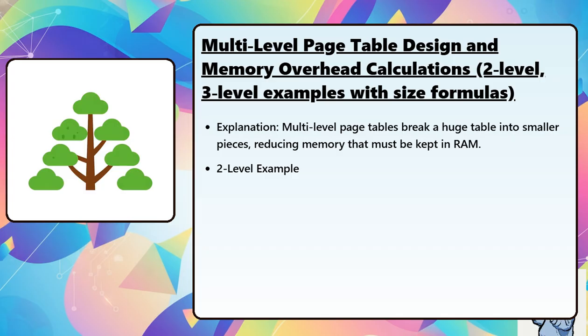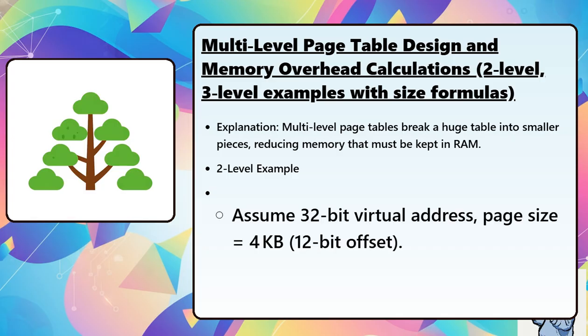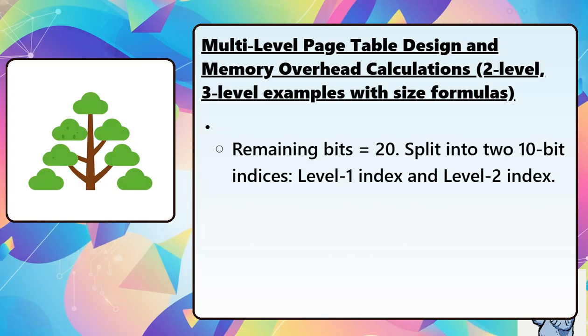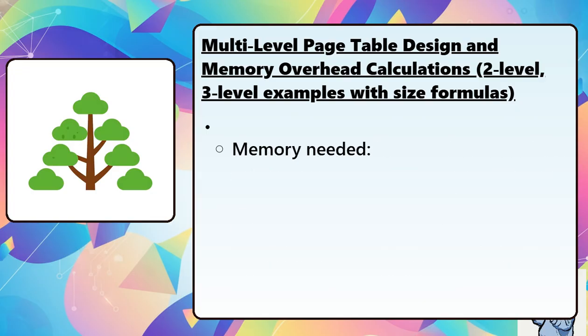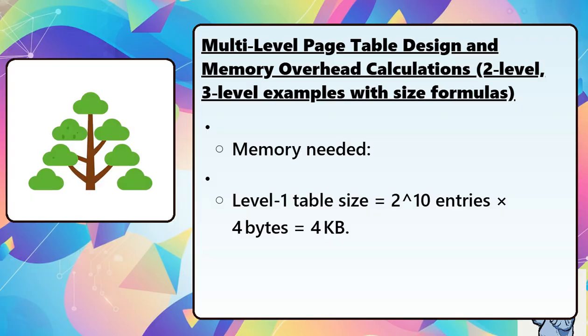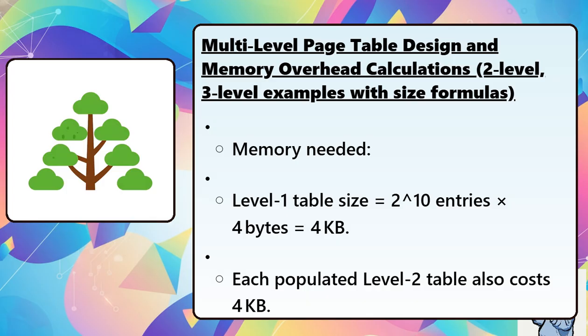2-level example. Assume 32-bit virtual address, page size equals 4 kilobytes, 12-bit offset. Remaining bits equals 20, split into 2 10-bit indices, level 1 index and level 2 index. Each level 1 entry points to a second-level page, a 4 kilobyte block that can hold 2 to the 10 equals 1024 entries. Memory needed. Level 1 table size equals 2 to the 10 entries times 4 bytes equals 4 kilobytes. Each populated level 2 table also costs 4 kilobytes.